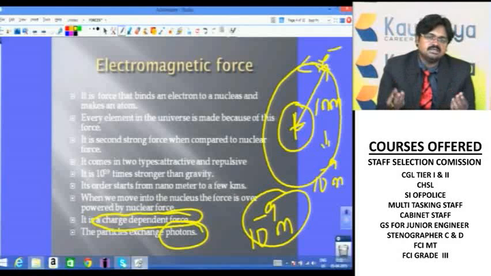Now how can you say the two charges interact? What is the reason for both the charges to interact with each other? The reason is they exchange photons. Two masses interact because they exchange gravitons. Okay, so this is about electromagnetic force.